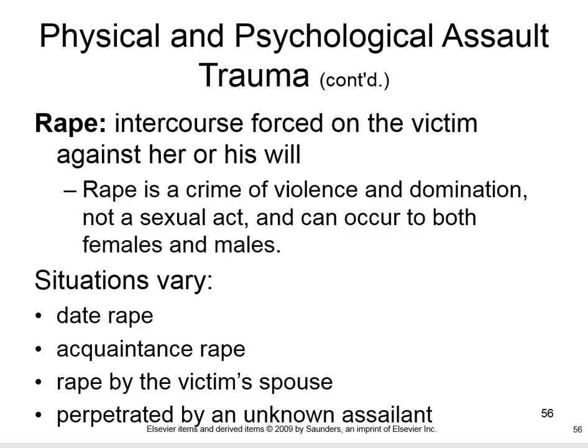Rape is a crime of violence and domination, not a sexual act, and can occur to both females and males. It occurs when mutual consent has not been given by both partners involved in the sexual act. Situations vary. There's date rape, acquaintance rape, rape by the victim's spouse, and rape perpetrated by an unknown assailant. And guys, the thing to remember is the victim is not responsible.